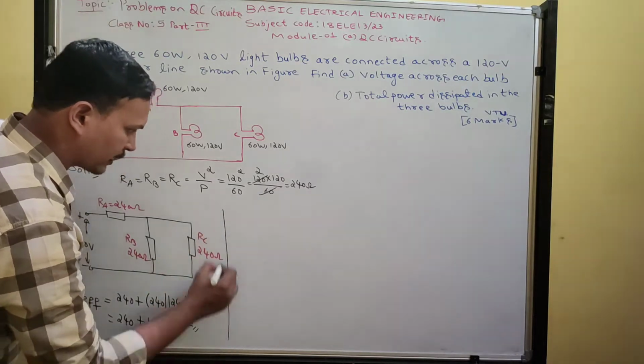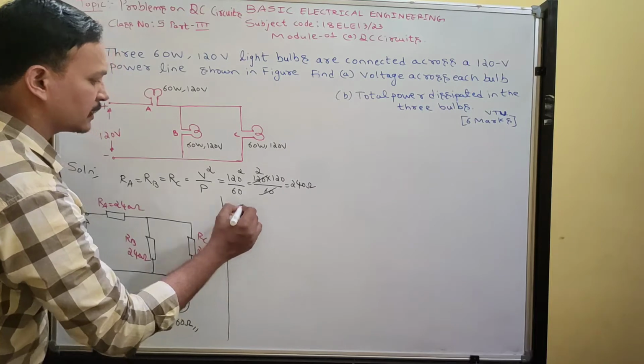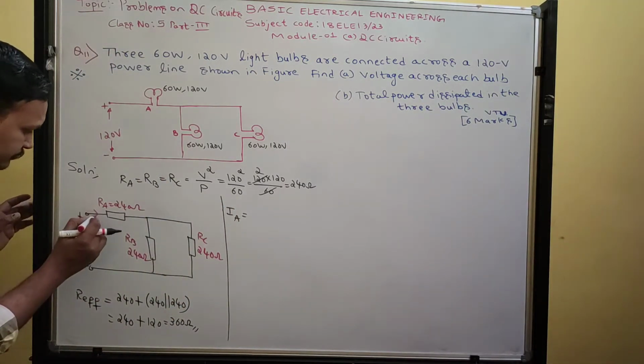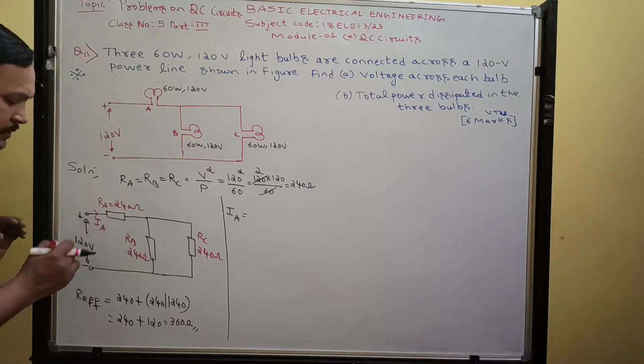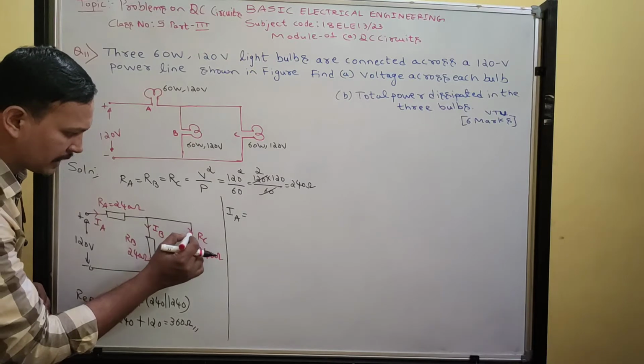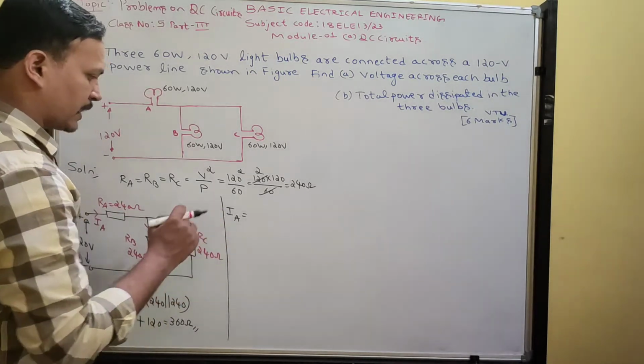Calculate the supply current. So how to calculate current? The supply current I am considering as IA. What is the current flowing here? Current flowing through this bulb is IA, through this bulb is IB, and through this bulb is IC. How to calculate IA?